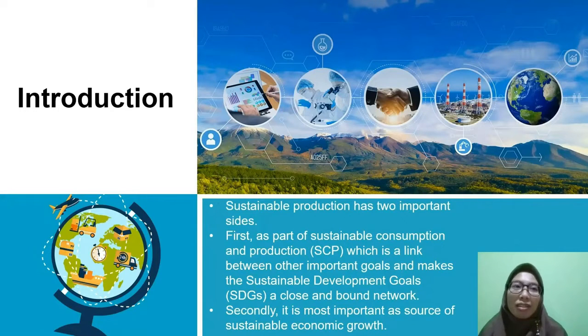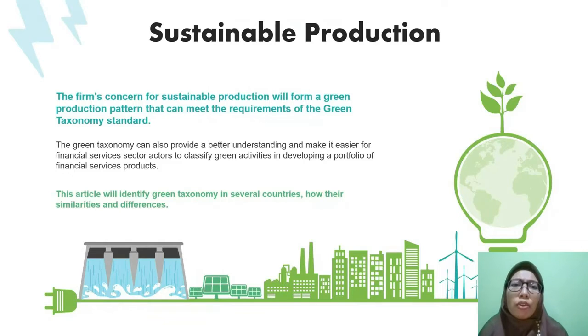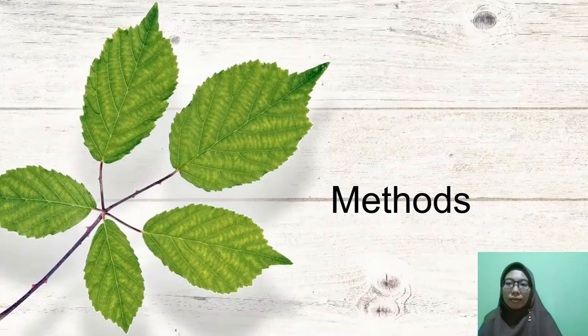and consumption. The firm concern for sustainable production will form a green production pattern that can meet the requirement of the Green Taxonomy standard. The Green Taxonomy can also provide a better understanding and make it easier for financial services sectors actors to classify green activities in developing a portfolio of financial services products. This article will identify Green Taxonomy in several countries, how their similarities and differences.